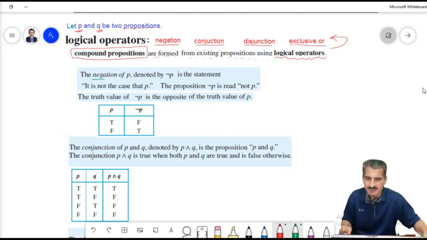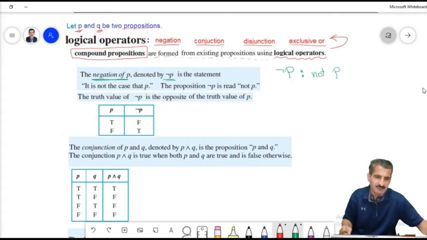First one is the negation of P. So given a proposition P, what is the negation of P? It is written this way. Let me rewrite it here. This is not P, and it is read "not P". This notation here means we are negating the proposition P.